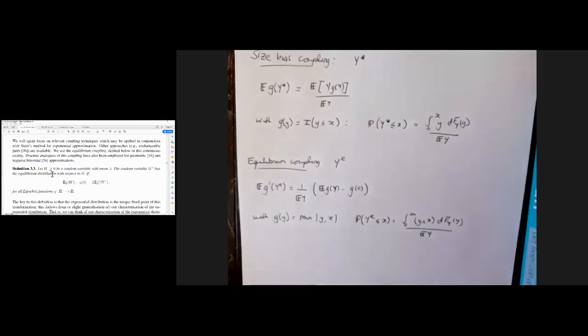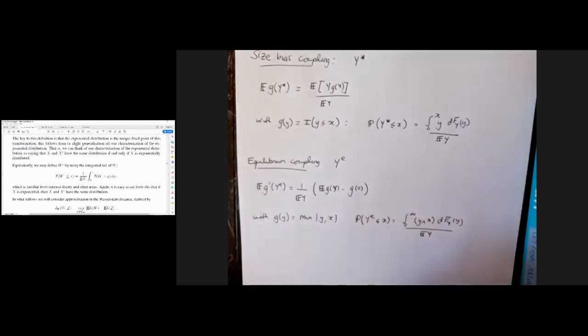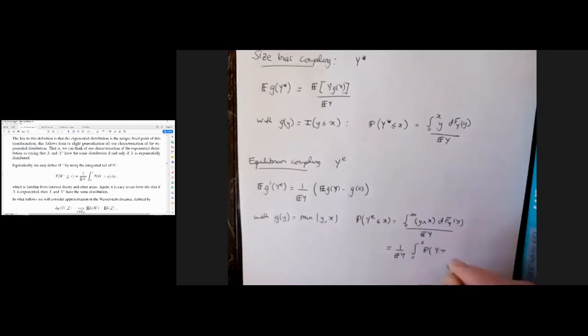So those two things are very similar but different, and in particular it's this equilibrium coupling that's the same as the integrated tail, that is perhaps a slightly more familiar way of writing this, especially if you've done any work in renewal theory. That's the thing that we can say is just equal to the probability y is greater than something. So it's this equilibrium version that's the same as the integrated tail.